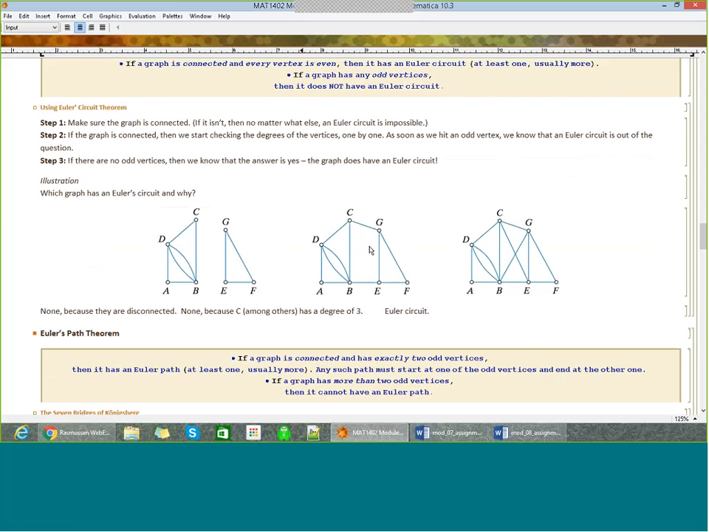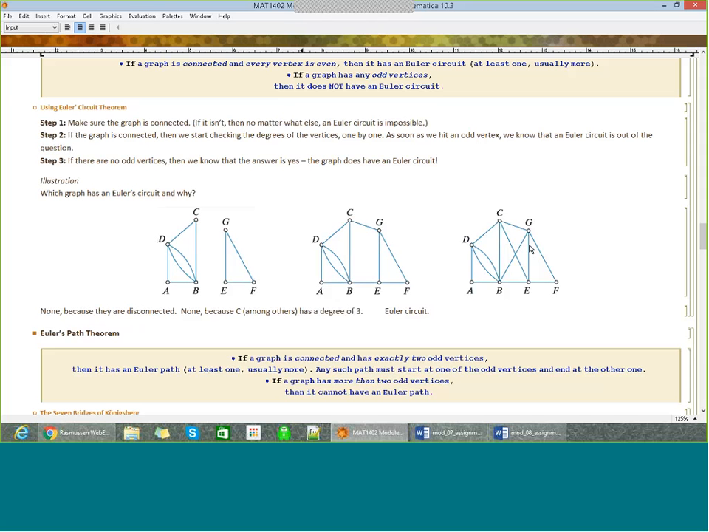The middle one is also not an Euler circuit because it violates the second condition, which is that every vertex has to be an even one. For example, if you look at C, that's a degree of 3, or G or E, any of these. So if there's at least one vertex that's odd, then you know right away it's not an Euler circuit. The picture on the right-hand side is an Euler circuit because it's connected, and if you look at every single vertex, they're even, so boom, there's an Euler circuit.